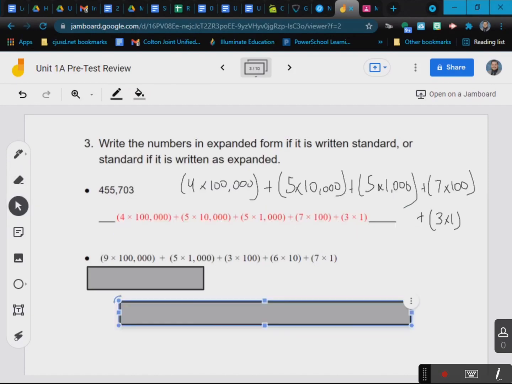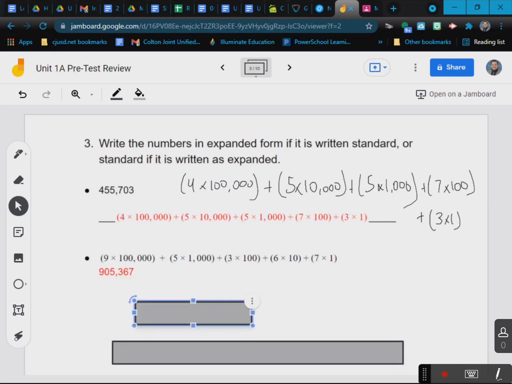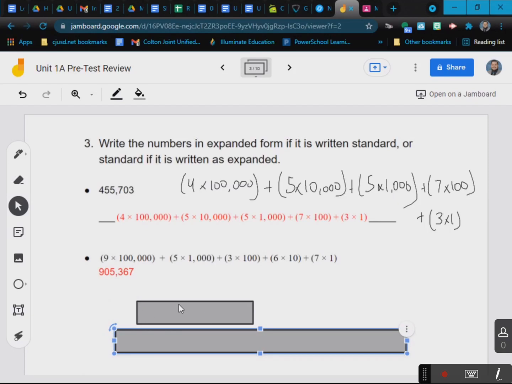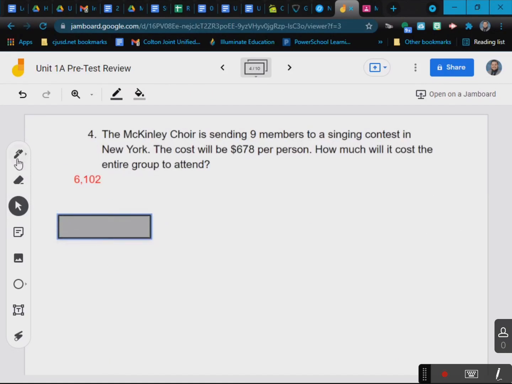Okay? So this is what it's going to look like when you spread it out like that. Okay, you got to see what's the place value. The 4 is going to be in the 100,000, so it's times 100,000. And then this is written out in standard form, it's just 900,000. There's nothing in the 10,000, so you put a 0 there. 5,367.